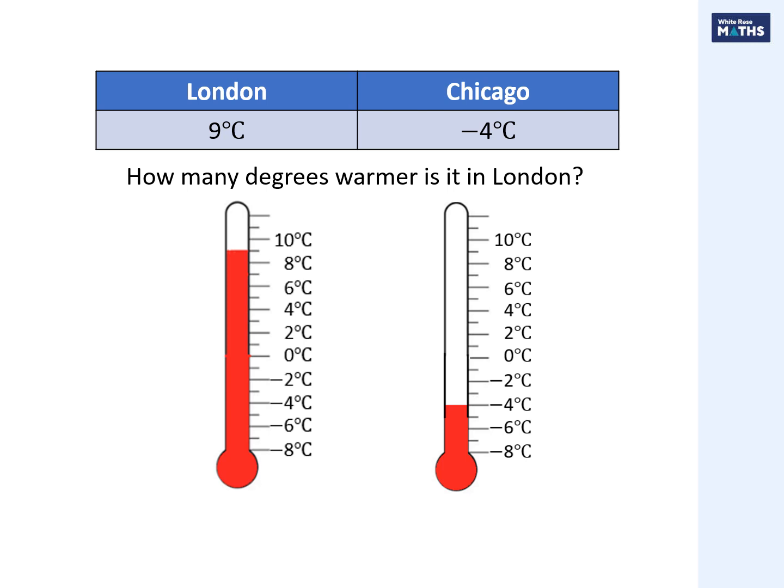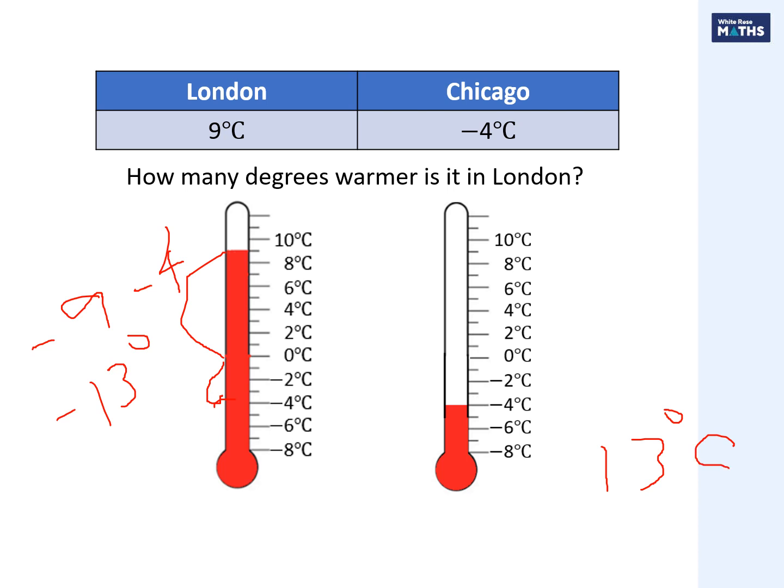So a question now. How many degrees warmer is it in London? We've got 9 and we've got minus 4. If I subtract 9, I get to 0. Then if I subtract 4 again, I get to minus 4. So I've done take away 9, take away 4. So I've subtracted 13 degrees. So it's actually 13 degrees warmer in London than it is in Chicago.